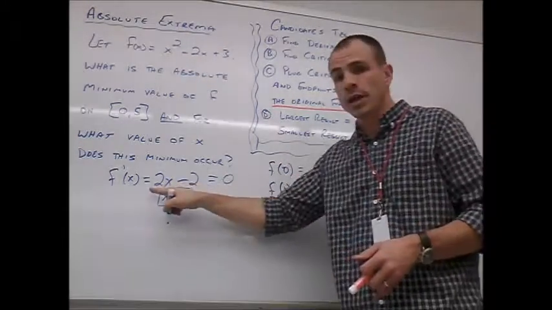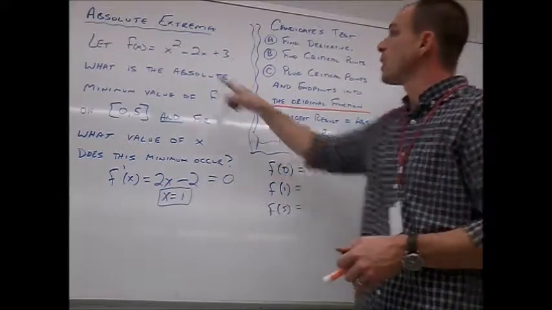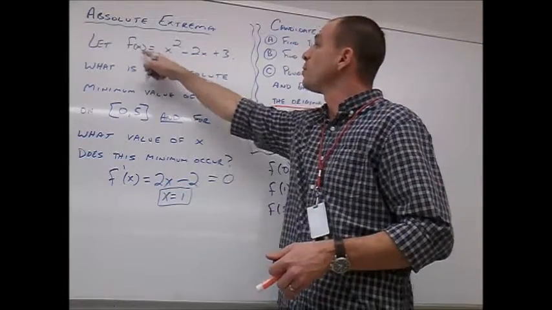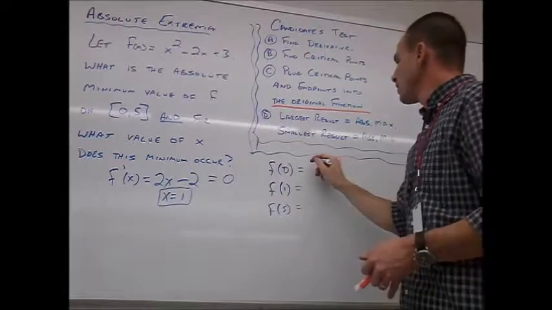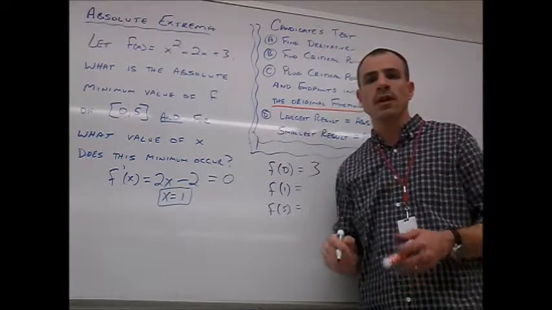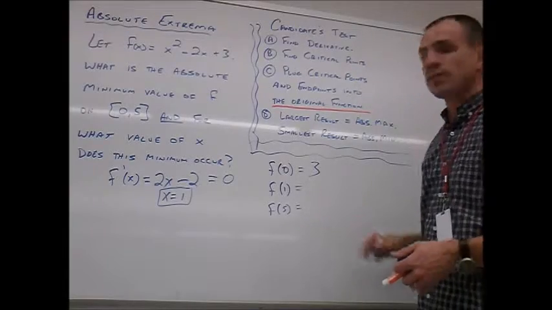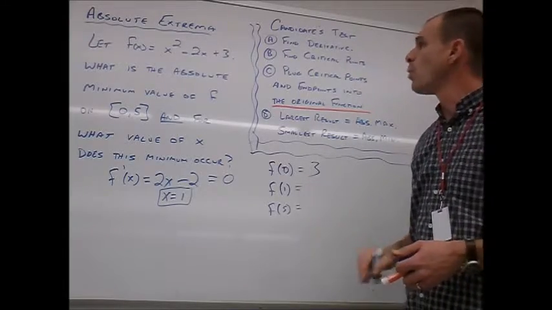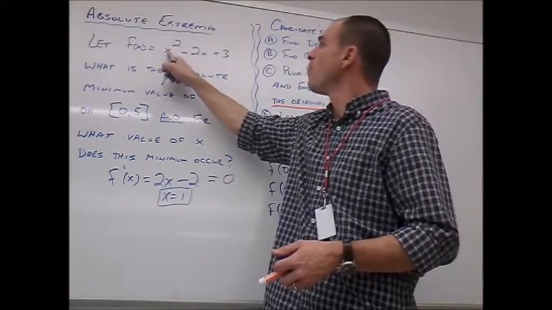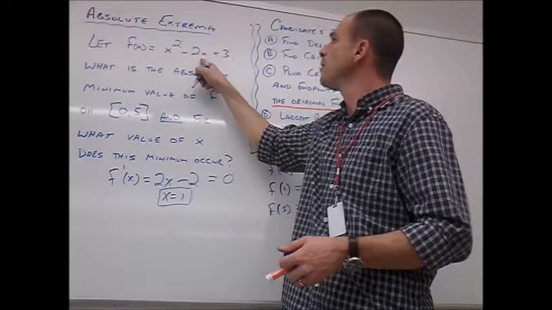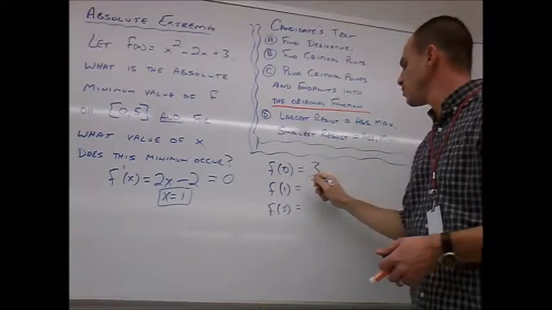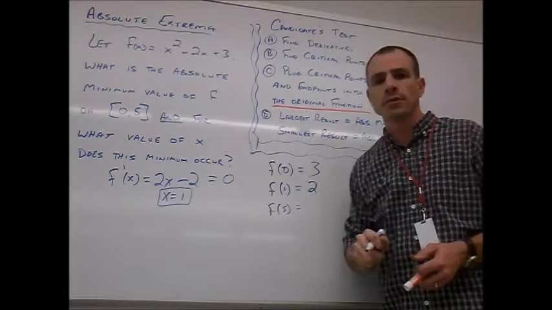So let's plug 0 into the original function. Be careful, don't plug it into the derivative. Make sure you plug it into the original function. If you plug in 0 for x, we have 0 minus 0 plus 3. 0 is a good friend of ours, we get our answers really quickly. f of 0 is 3. Now we go to 1. If we plug in 1, we have 1 minus 2 plus 3. 1 minus 2 is negative 1, plus 3 is 2, so f of 1 is equal to 2.